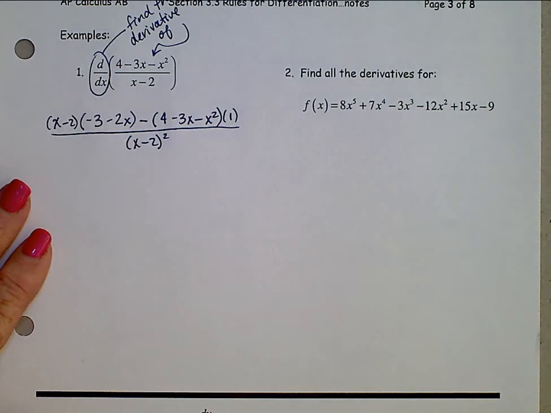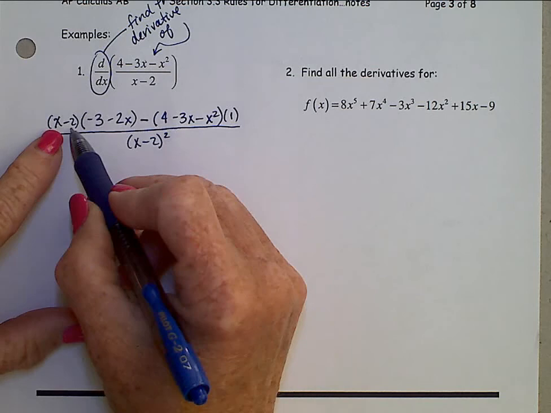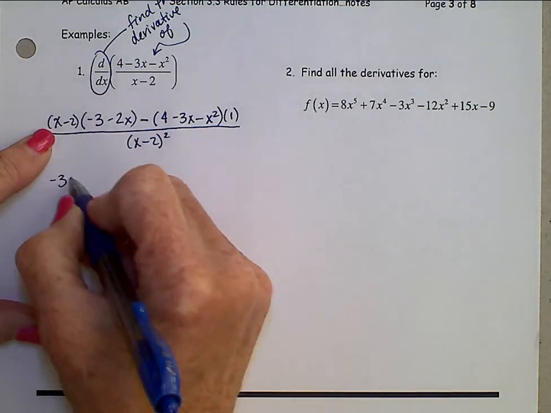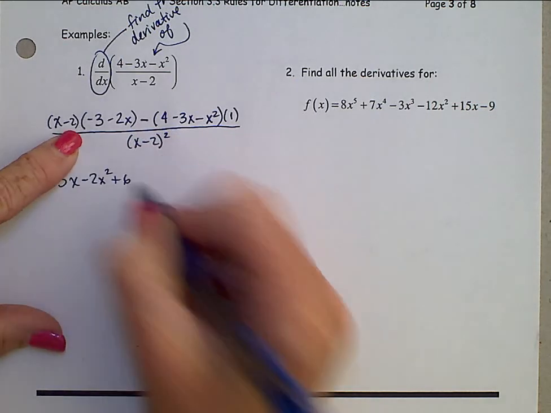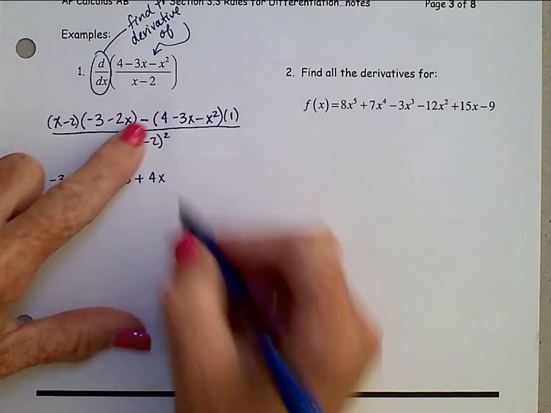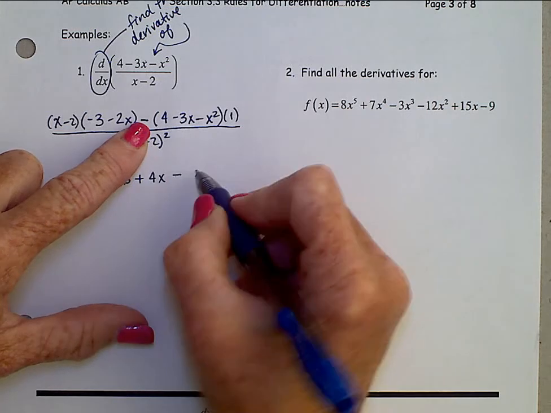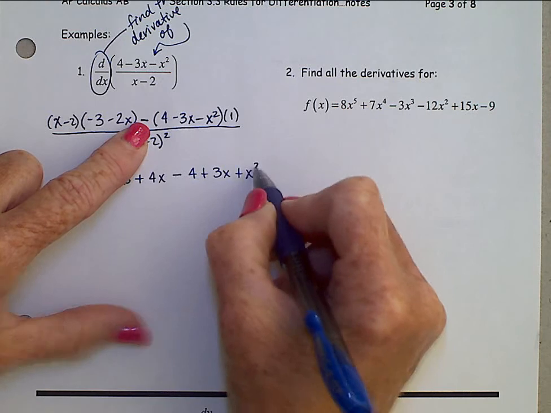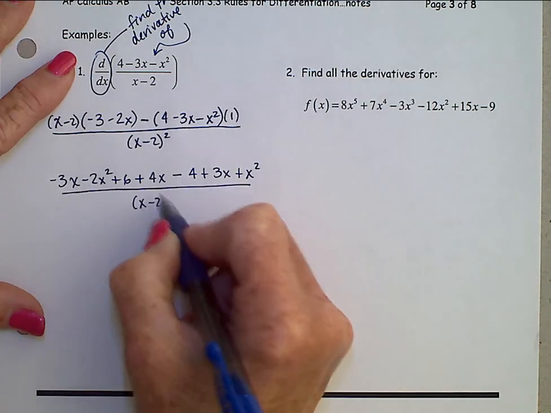All right, now we have to simplify this mess. So let's FOIL out this x minus 2 and this negative 3 minus 2x. So let's see, it's going to give us a negative 3x minus 2x squared plus a 6 plus 4x. Then distributing this minus sign through, we're going to have minus 4 plus 3x plus an x squared all over an x minus 2 quantity squared.